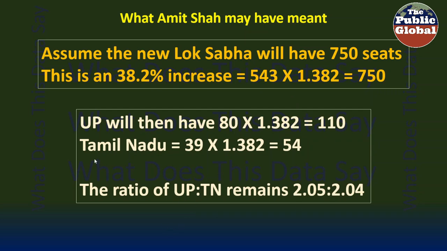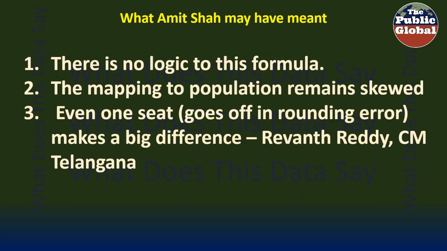With that formula, UP, which has today 80 seats, if you multiply it by 1.382, will then have 110 seats. And Tamil Nadu, which today has 39 seats, will land up getting 54 seats. So the ratio of UP to Tamil Nadu will remain constant at around 2.05. And why I'm saying is that Amit Shah really didn't know what he's talking about. Well, there appears to be no logic to this formula. You are just selecting one number for the Lok Sabha and then just imposing it on the rest of the country. The biggest problem is that even after increasing the seat, the mapping to the population will still remain skewed. So, what are we trying to solve?